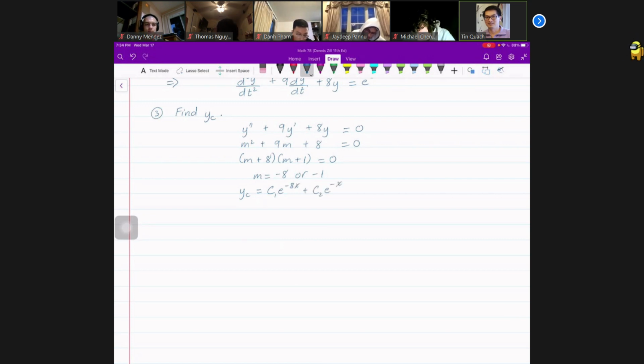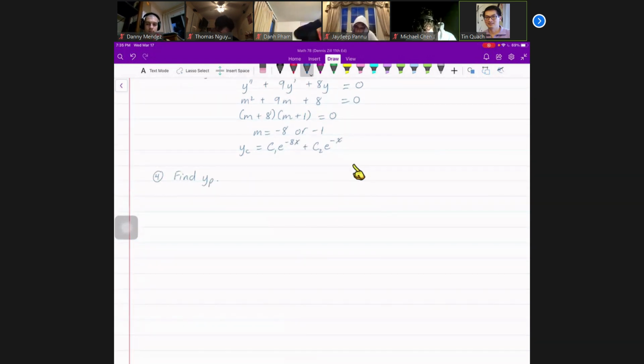And then to find out what y sub p is, you have two options, right? You can either use the undetermined coefficients, superposition approach or annihilator approach. Okay, so the fourth one is to find out y sub p.